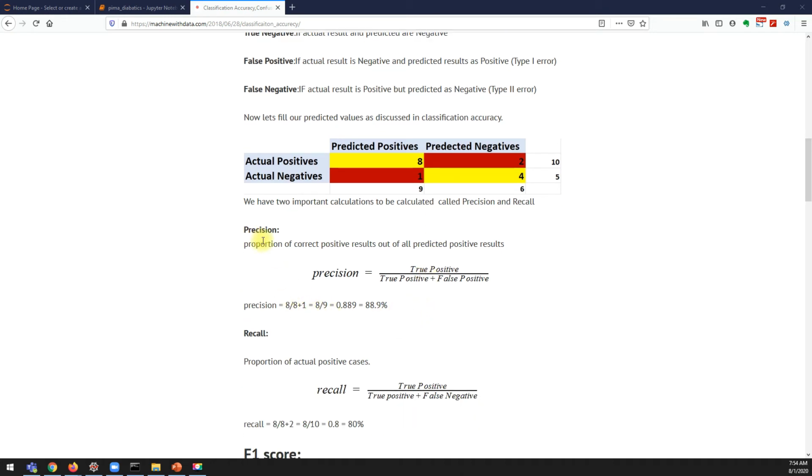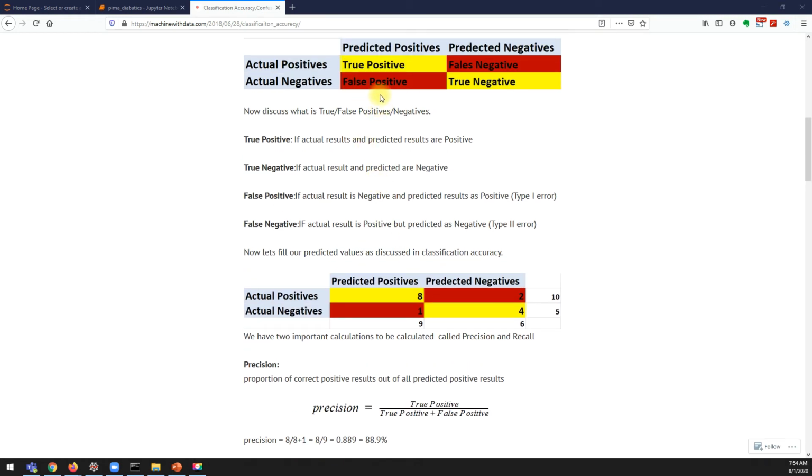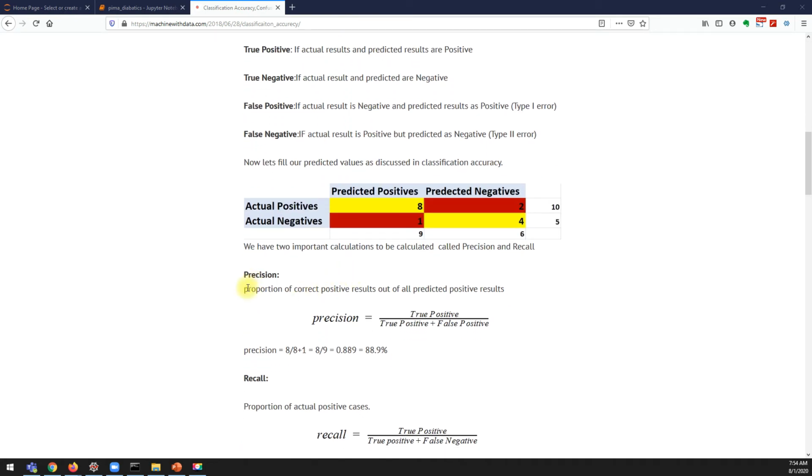Now if you see the formula for the precision, it has the true positive at the numerator, and the denominator is true positive plus false positive. A false positive is a negative that is predicted as a positive. And what our formula's definition says for the precision: a proportion of correct positive results out of all predicted positive results. See, this is a false positive.